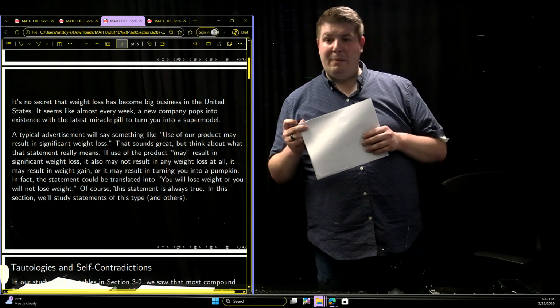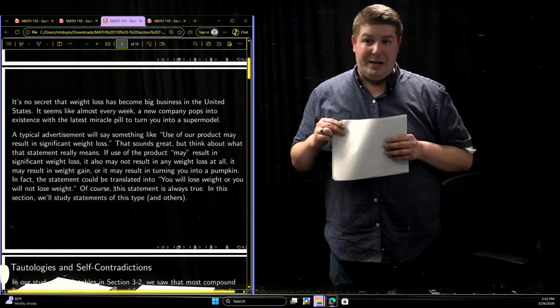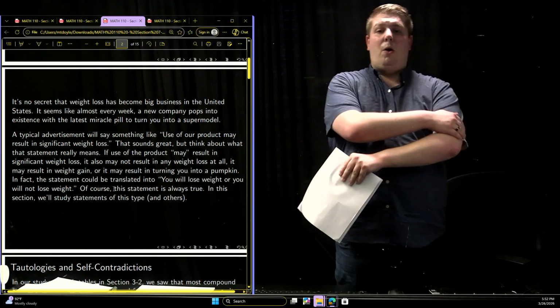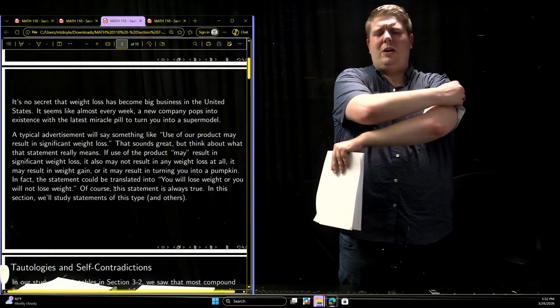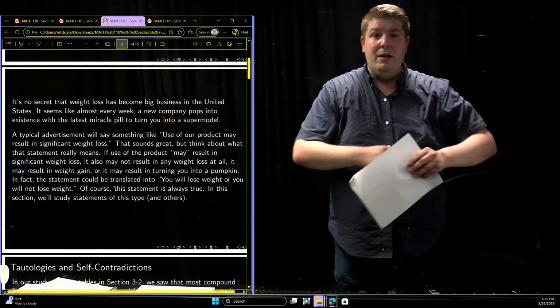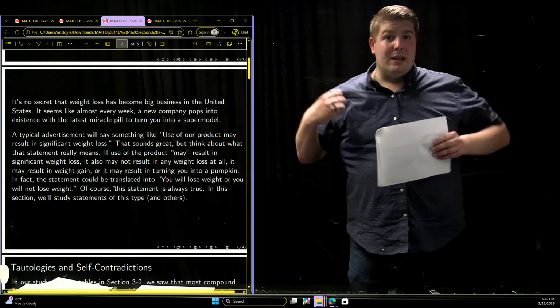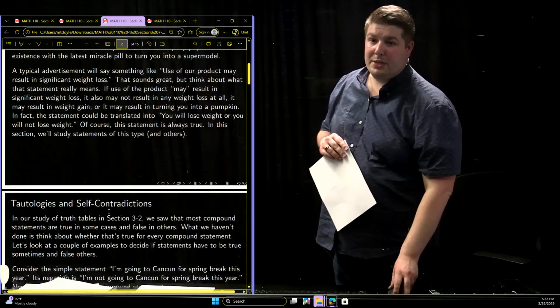In fact, the statement could be translated into, you will lose weight or you will not lose weight. Of course, the statement is always true, which is why companies do it, because they're not legally liable. If they tell you use of our product may help you, and it doesn't help you, they didn't lie. They didn't tell you anything that wasn't true. So we'll learn about these types of statements.